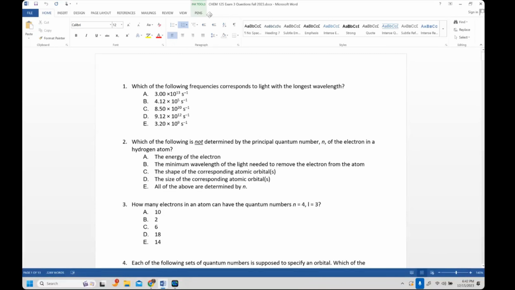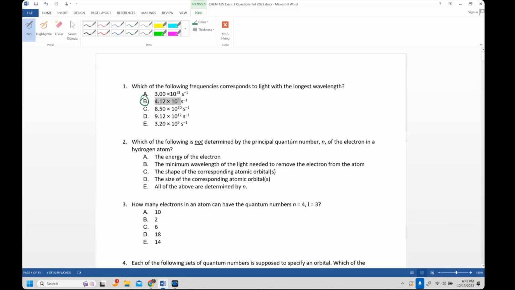So which of the following frequencies corresponds to the longest wavelength? Now remember, wavelength and frequency are inverses. So longest wavelength means the lowest frequency. So whichever one of these frequencies is the lowest will have the longest wavelength, which would be 10 to the 5th, which is B.